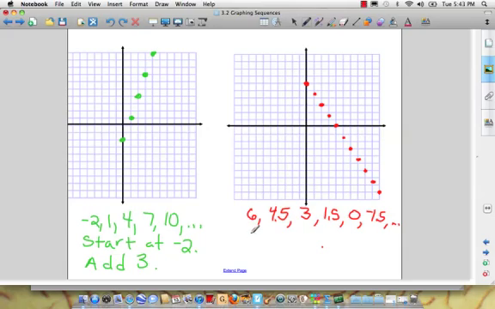So if we were going to give a recursive definition or recursive description, I'd say start at 6 and then repeatedly or recursively subtract, well, from here we're going down 1.5. So subtract 1.5. And there you have a list of the first several terms as well as a recursive description.